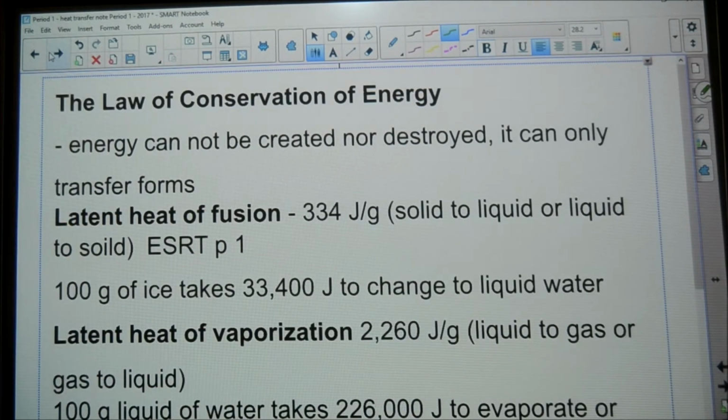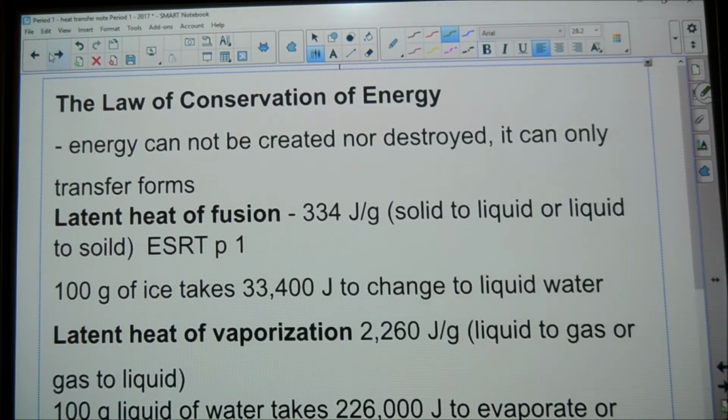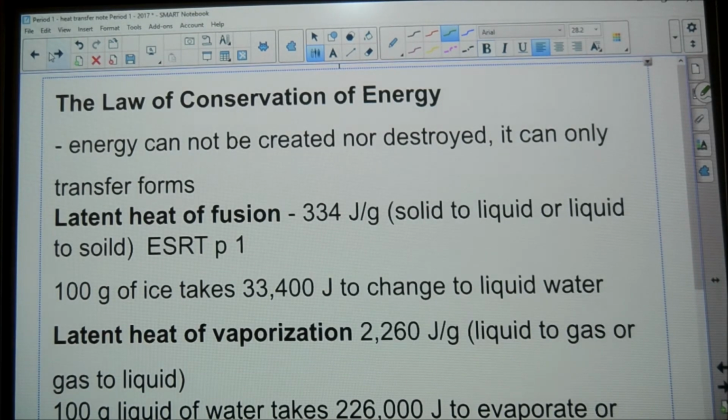The law of conservation of energy states that energy cannot be created nor destroyed. It just gets transferred from one form to another. The whole idea is, when we did the river, you had potential energy when it was high at the head, and as soon as it started moving, it went to kinetic. Once it slowed down, that kinetic went back into potential. So it's just going from one energy type to another energy type.